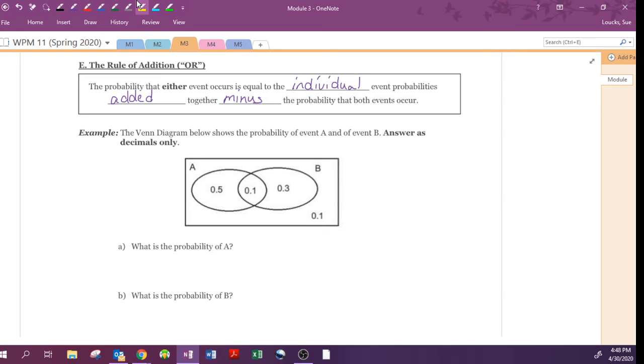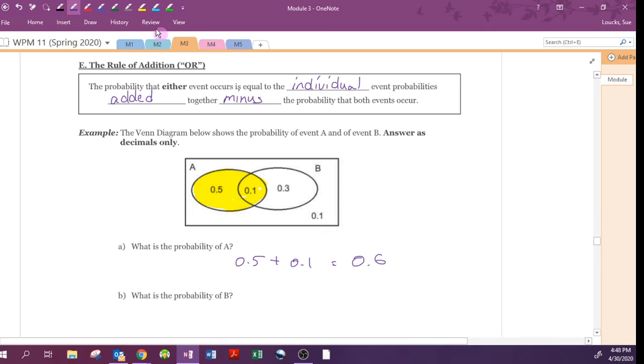Okay, we're going to look at this Venn diagram showing the probability of event A and event B. So the probability of just A happening is the yellow part, or this part here that I'm going to color in yellow. Okay, that is just A. And this 0.1 part here is A and B happening because they're overlapped in the Venn diagram. So the probability of A happening is 0.5 plus 0.1, which is 0.6.